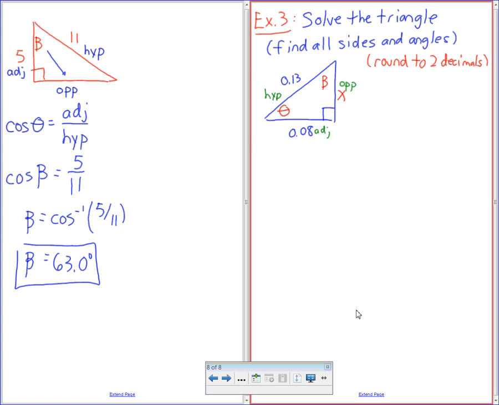Okay, so here's the tricky part. Guys, please stay in the zone here. Am I using sine or cos or tan in this case? Cos. So I'm going to say cos of theta equals adjacent over hypotenuse. Cos of theta equals 0.08 over 0.13. Theta is cos inverse of that.